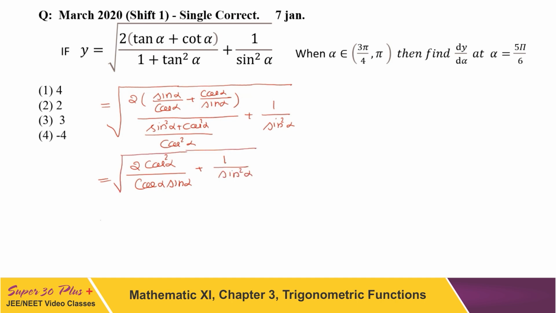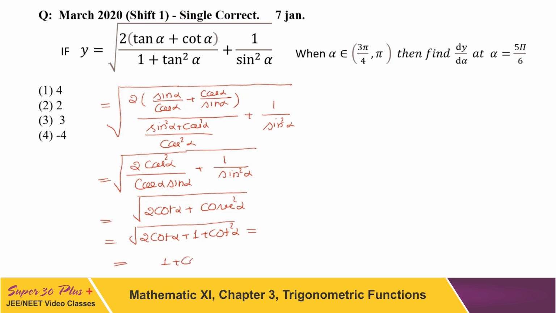Again simplify it. After simplification, it will convert to 2 cot alpha plus cosec square alpha within a square root. As we know, 1 plus cot square alpha is equal to cosec square alpha. You can write 2 cot alpha plus 1 plus cot square alpha within a square root, and it will convert into 1 plus cot alpha whole square within a square root. Now it is mod of 1 plus cot alpha.